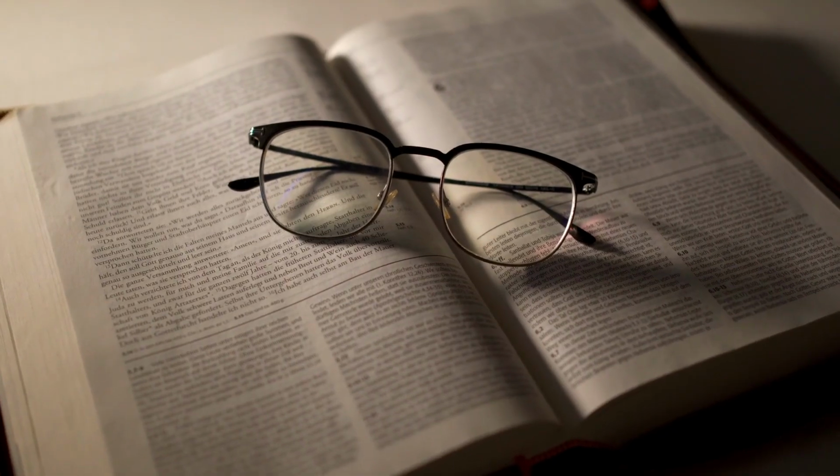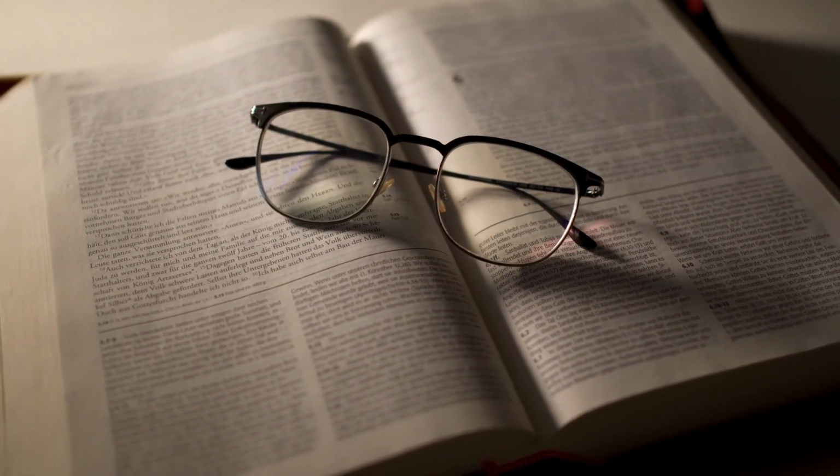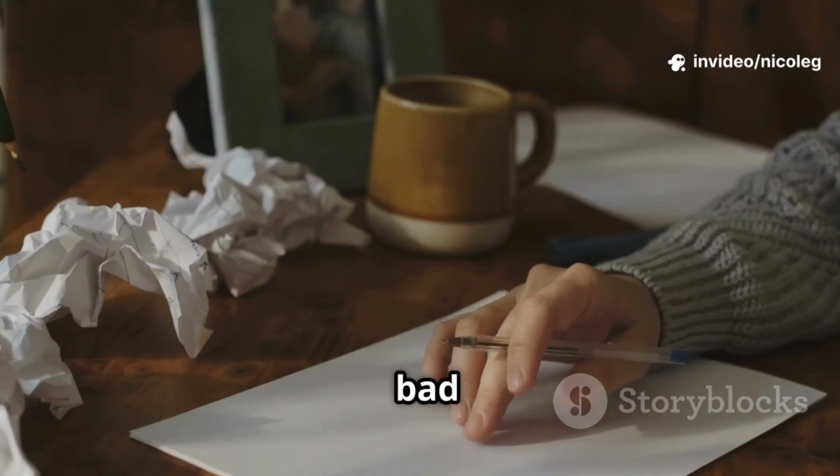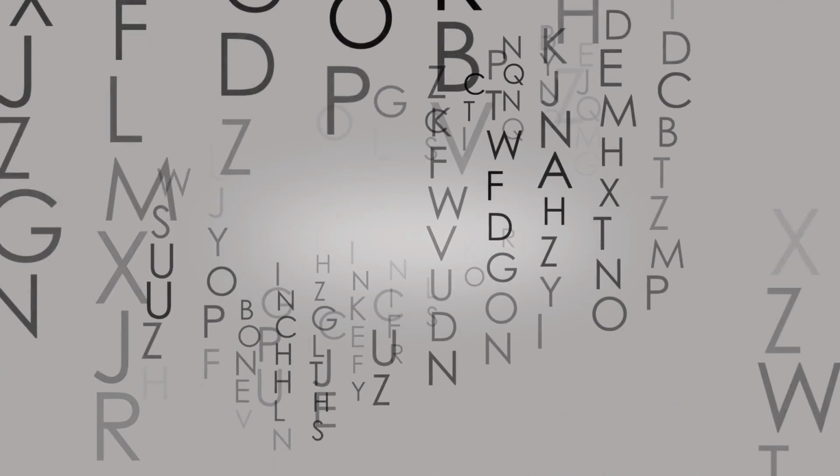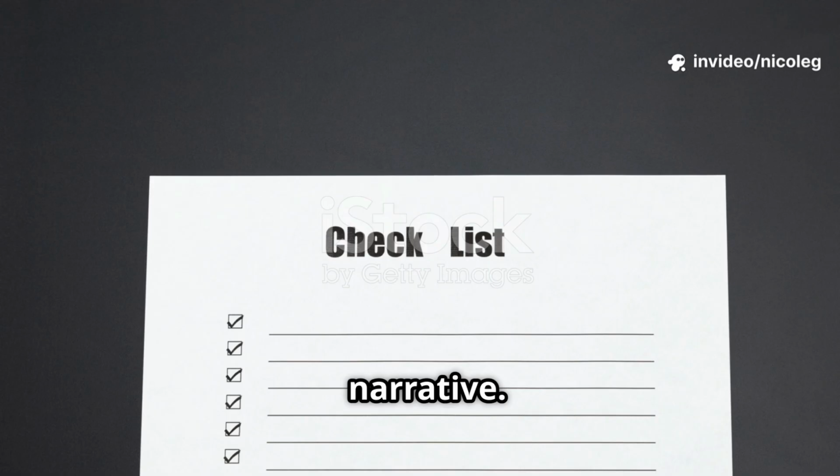A flat villain, on the other hand, elicits a much simpler response. Oh, the bad guy is doing a bad thing again. There is no nuance, no moral ambiguity, and therefore no deep engagement from your audience. They become a checklist item rather than a driving force of the narrative.